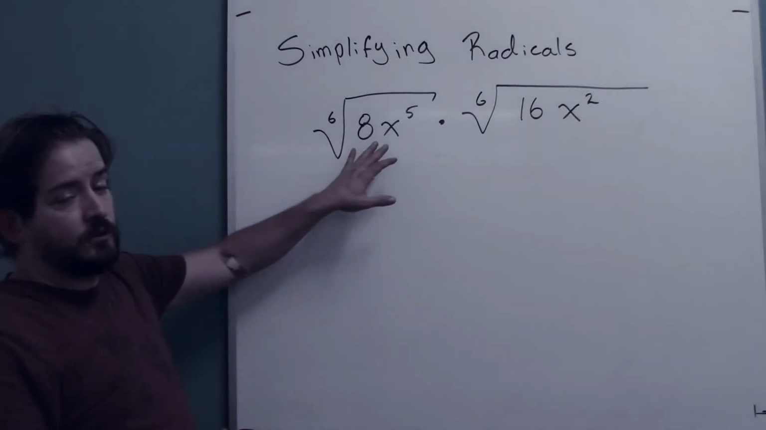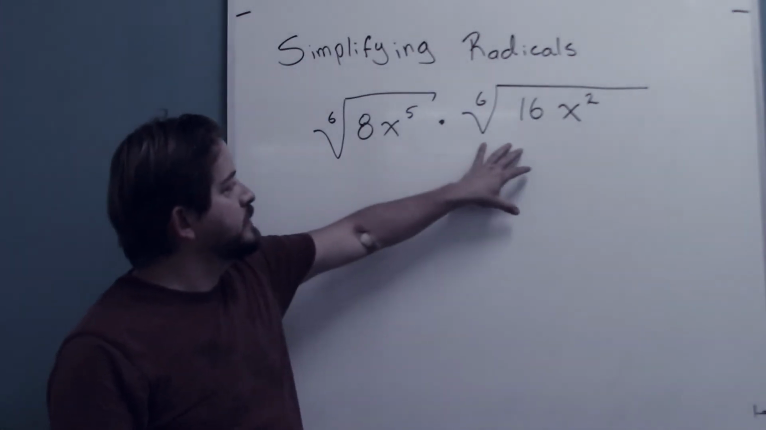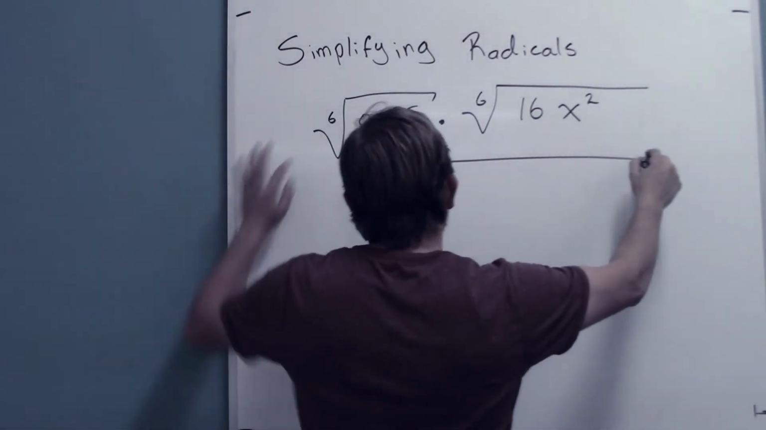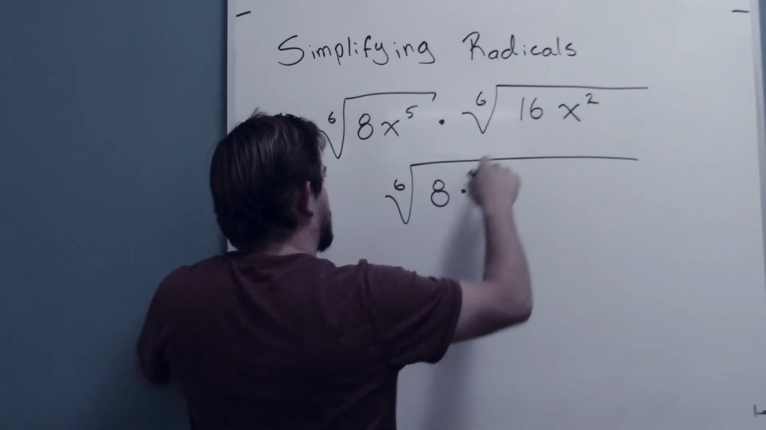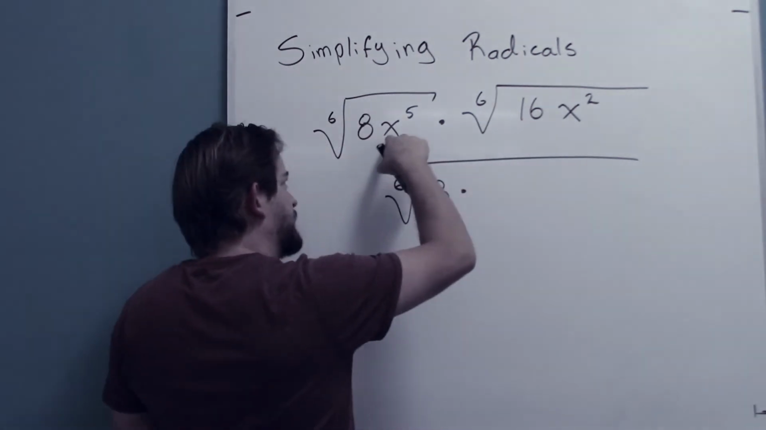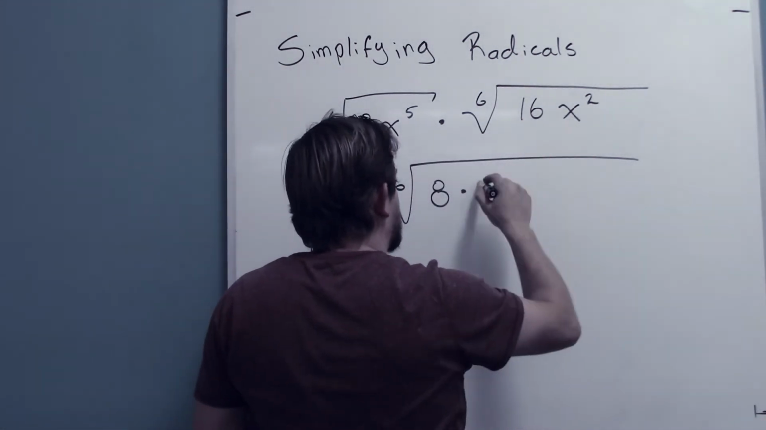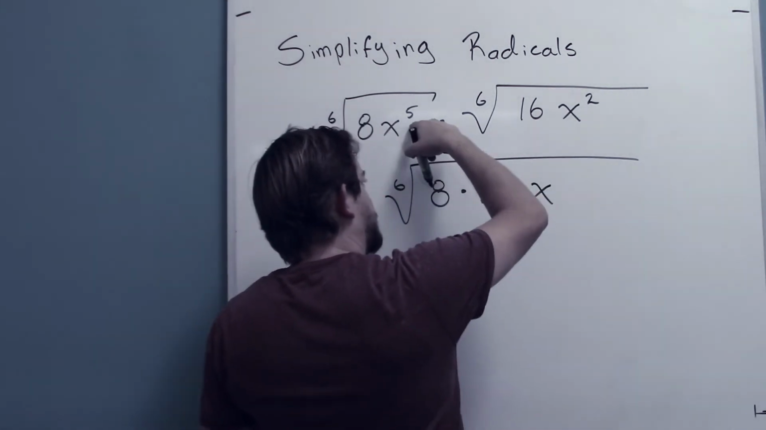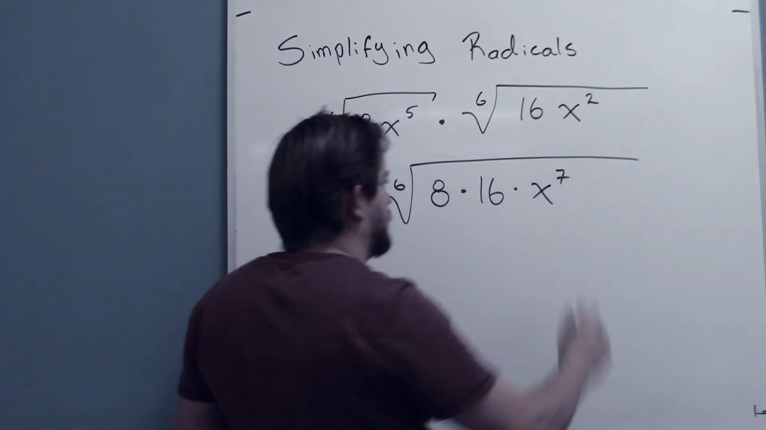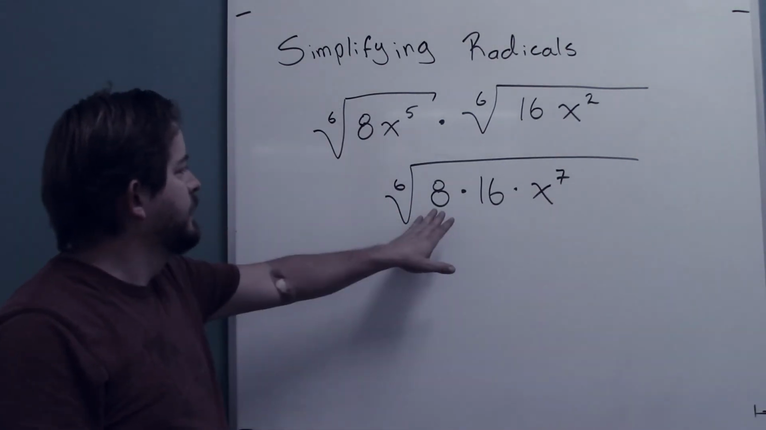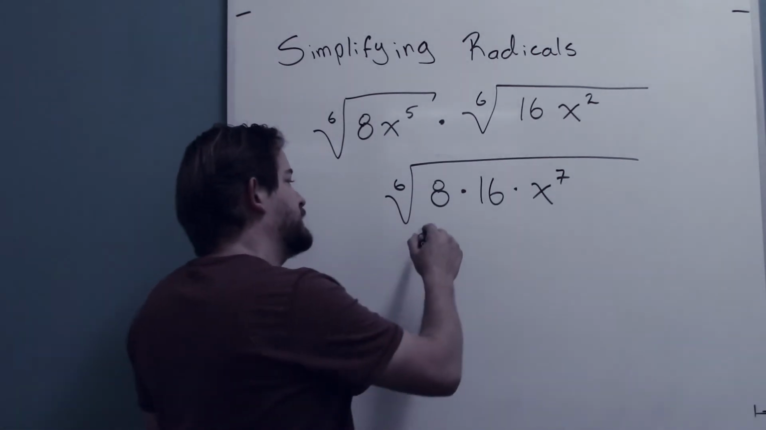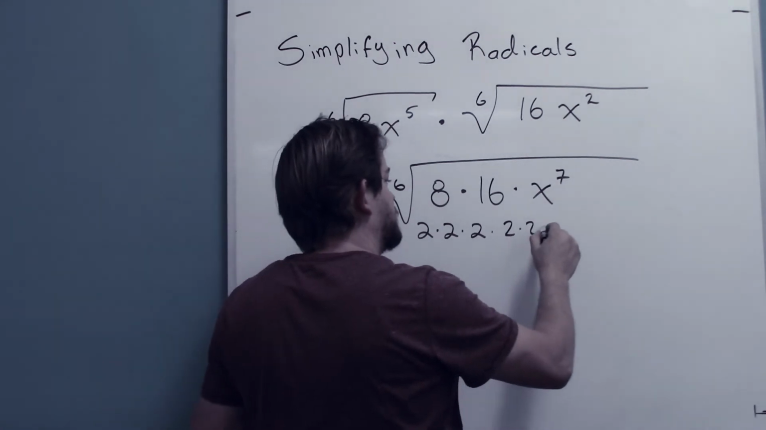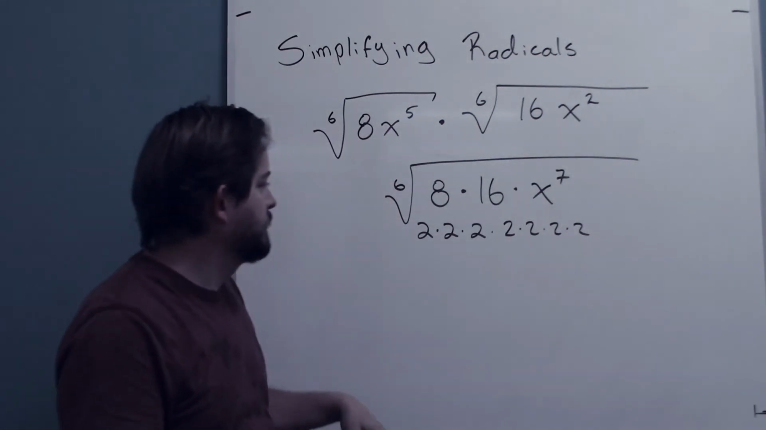So again, individually I cannot simplify either one of these roots, but if I put them as a single root, the 6th root of 8, and I can rearrange these all I want because it's going to be 8 times x to the 5th times 16 times x squared, so I'm just going to put the numbers first because I can. And I'm going to have x to the 5th and then 2 more, so I might as well just write it as x to the 7th right from the get-go. I can write 8 as 2 times 2 times 2. 16 as 2 times 2 times 2 times 2, right?